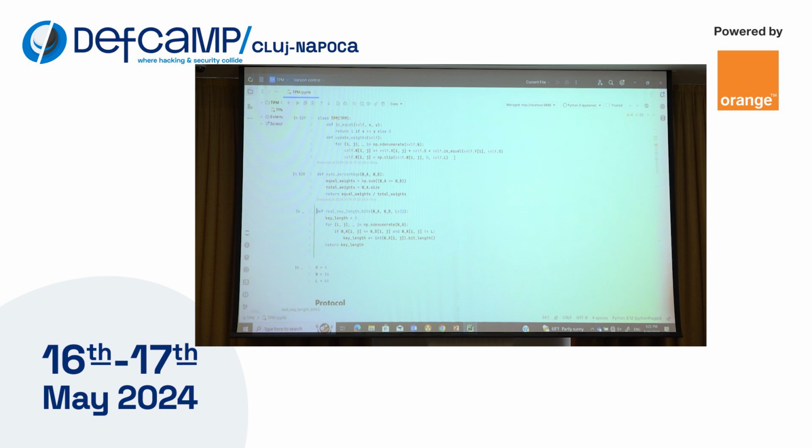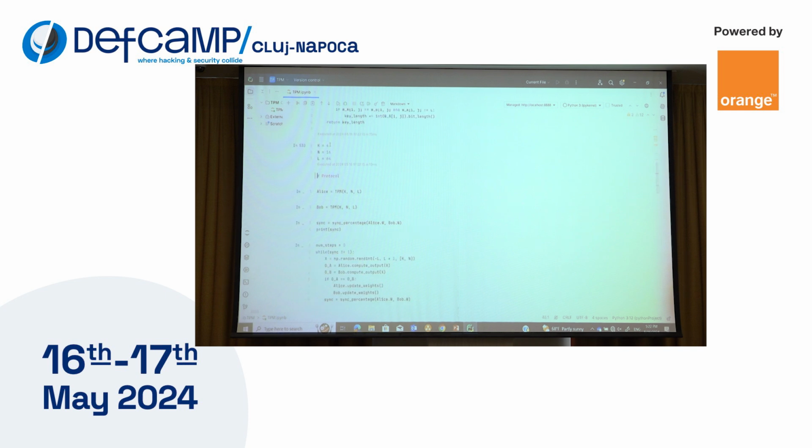And here is a function that computes the real key length. You'll see in a second. Now, I instantiate this protocol with 4 hidden neurons. Each hidden neuron is connected to 16 input neurons, and the bound is 64. So the weights will be integers between 0 and 64. Now here we have the network of Alice, the network of Bob, and let's see the initial synchronization percentage. Like you see, it's very small because we initialize the weights randomly.